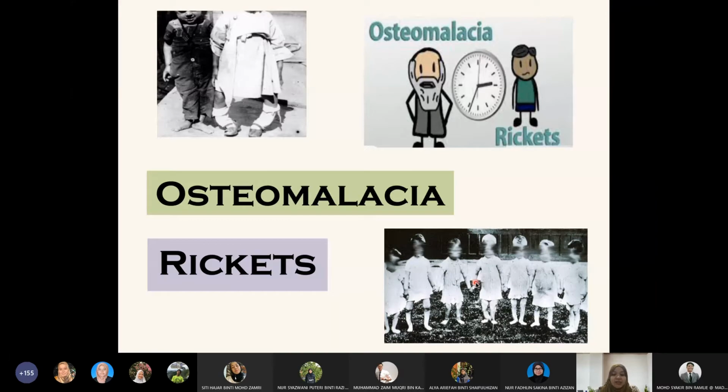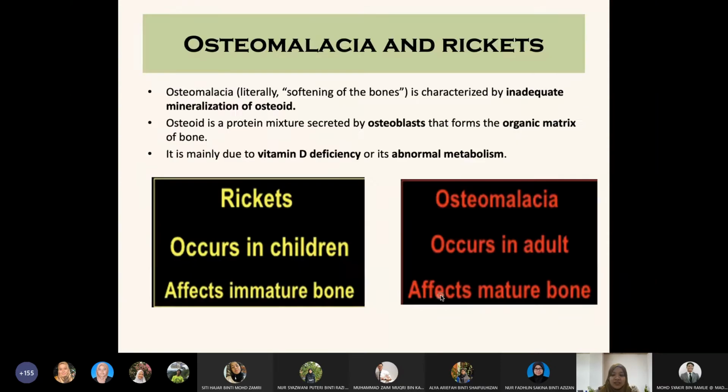Okay, so why is there any difference in terms? Because in children, [I'll explain later].